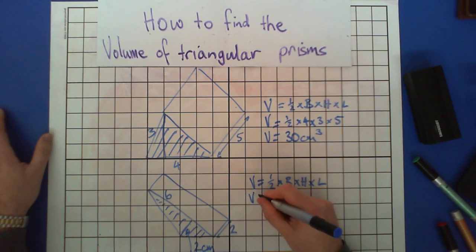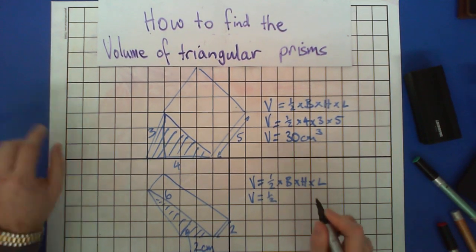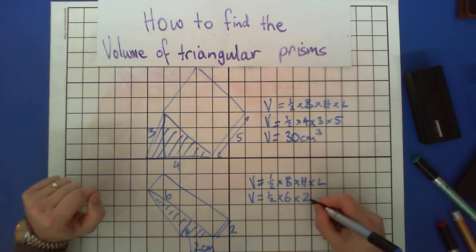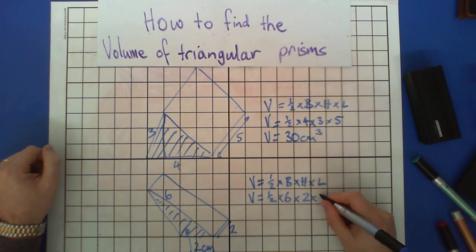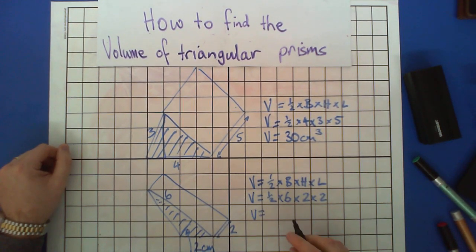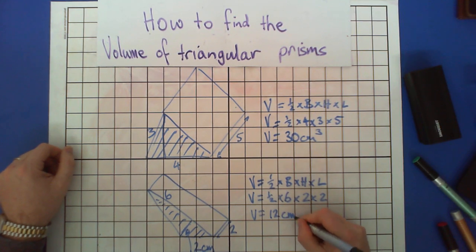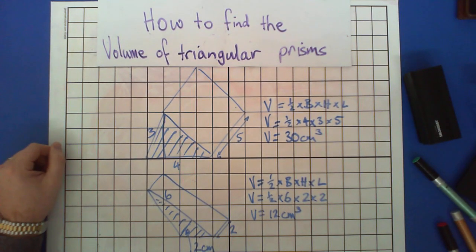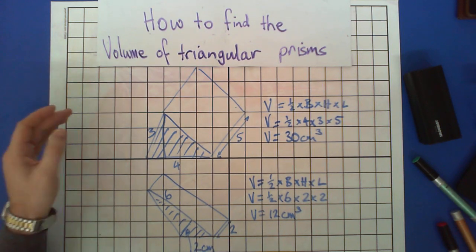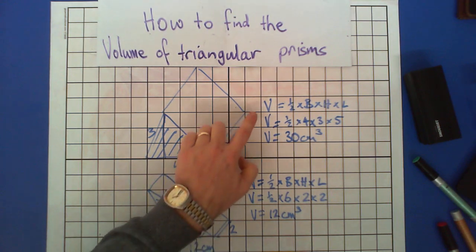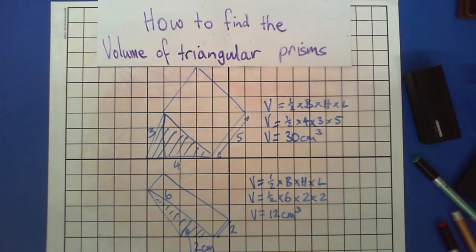Okay, so our volume is going to be a half times our base, which we said was 6, times our height, which we've said was 2, times our length, which we call 2 as well. So you get volume equals a half times 6, which is 3, times 2, which is 6, times 2, which is 12. So that's going to give us 12 centimeters cubed. Okay, so remember, for any prism, we look at the area of the end. Okay, in this case triangles, multiply it by the length. Okay, so hopefully those couple of examples help you get going with the work that you need to do on this.